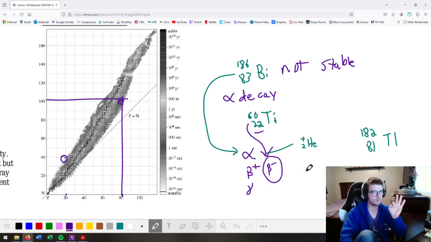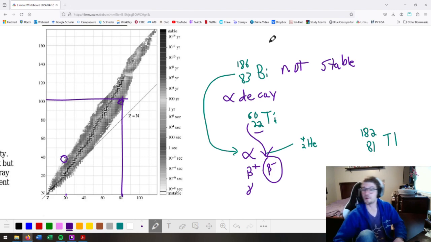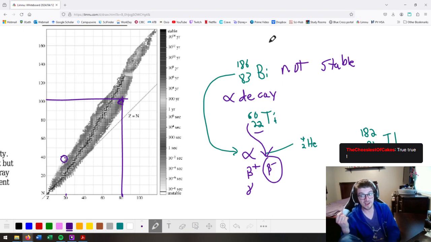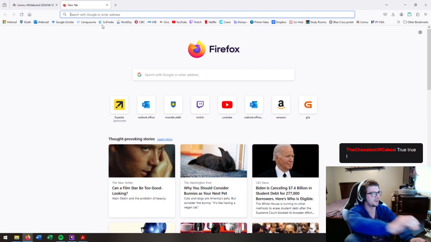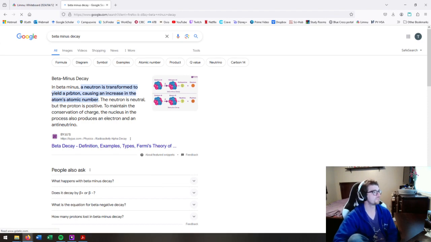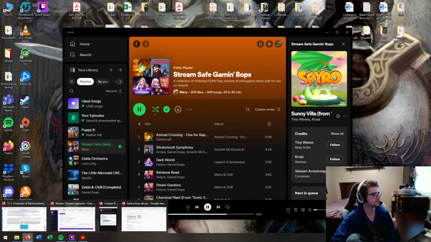So we're talking about beta minus decay, and so that is... Okay. One thing I should make very clear is that yes, I'm pretty good at this chemistry stuff, I've been doing it a long time, but I promise you, I will not know everything off the top of my head. And this is one of them. I don't remember what beta minus decay entails. Okay. So beta minus, a neutron is transformed to yield a proton, causing an increase in the atom's atomic number. How lovely. That was the wrong button to press entirely. All right, let's try again.